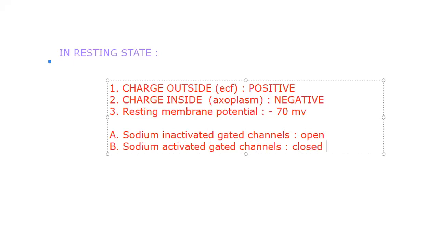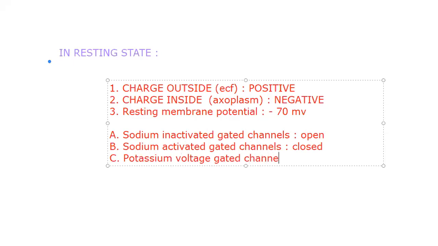Okay. Next, what about the potassium voltage gated channels? The potassium voltage gated channels are closed. This is the condition in the resting state. The resting state position is like this.